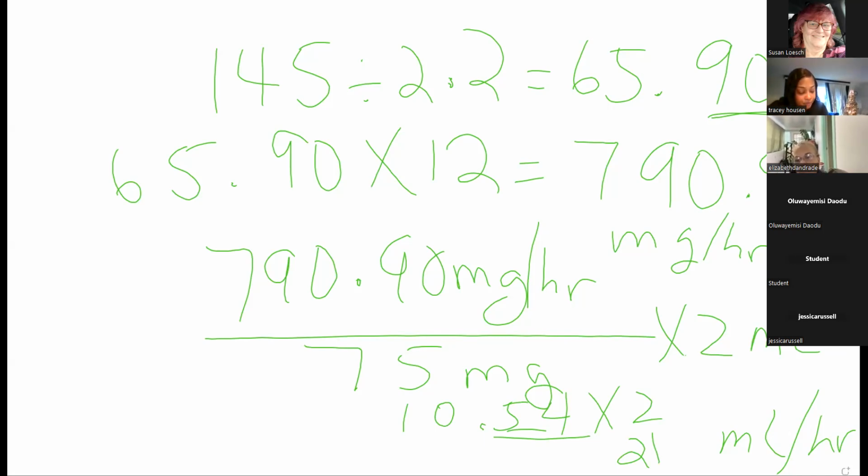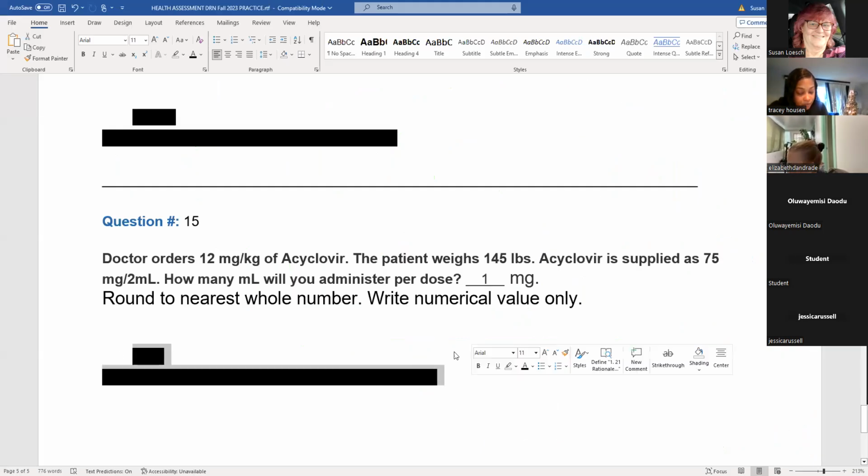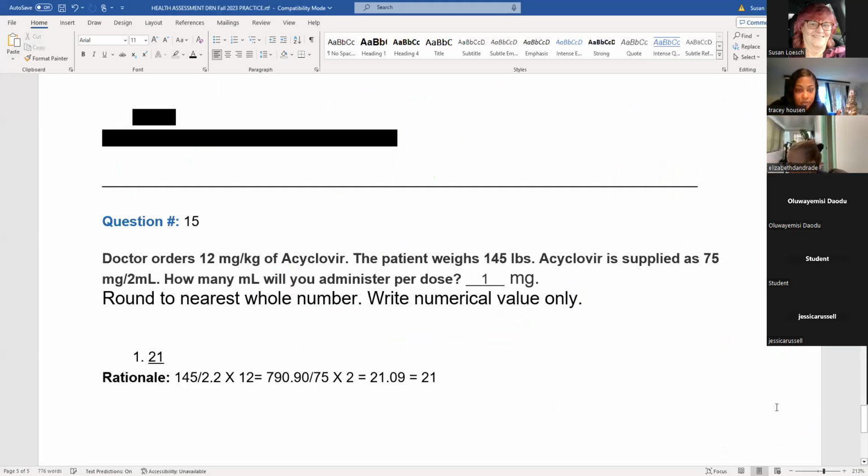That feels good. Okay, it said rounded to the nearest whole number, so let's see what the answer was on your test. 21. Bam, rock stars. Not that hard, but it's just knowing the math. If you know the steps, you're golden.